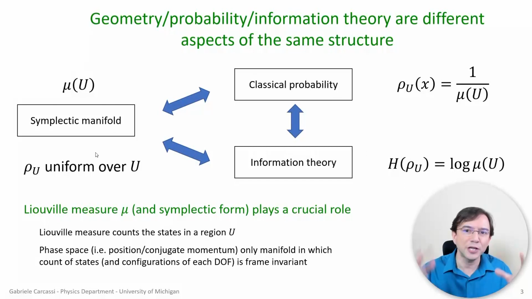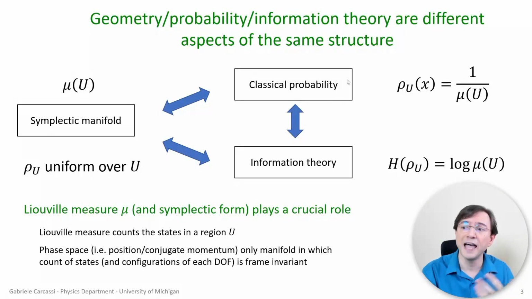The geometry of a phase space of classical mechanics, of position and momentum, is described in mathematics by symplectic geometry. And within that symplectic geometry, we have a definition of volume, which is this mu of U. If I give you a set U, you're able to tell me how big the volume is. And this is called the Liouville measure. And this plays a crucial role in the definition and the description of classical mechanics.